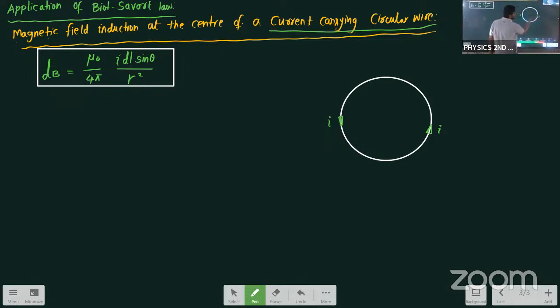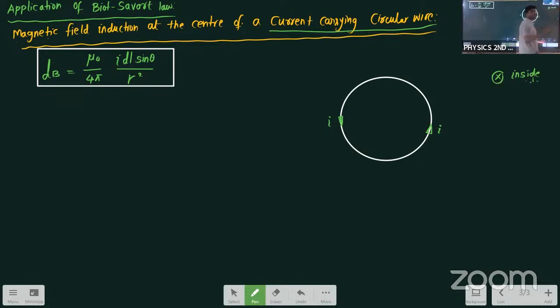See here, the current is flowing in anti-clockwise direction. Current is flowing in which direction? Anti-clockwise direction. My thumb is representing outside. So what will be the direction of magnetic field at the center? It will be outside. In order to represent the magnetic field inside, which symbol will we be using? We'll be using a cross symbol. This is nothing but magnetic field is inside.